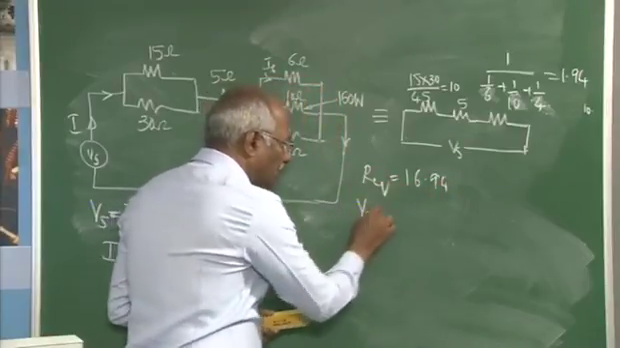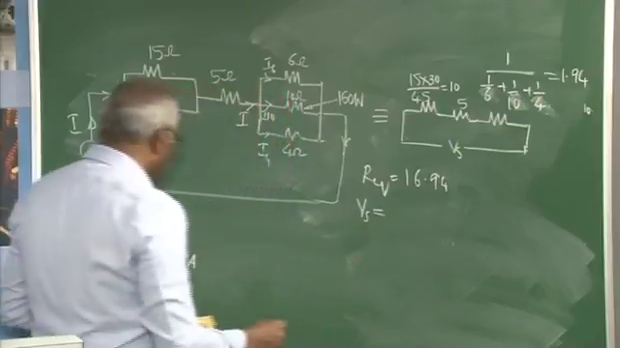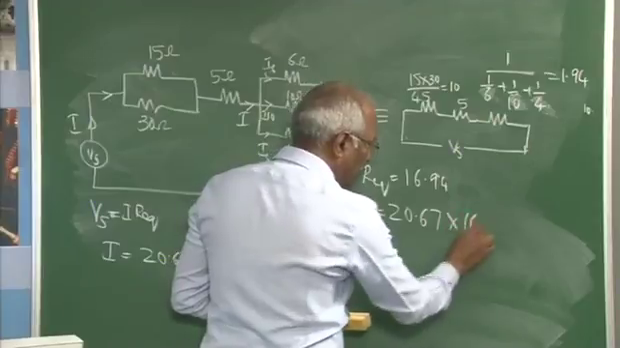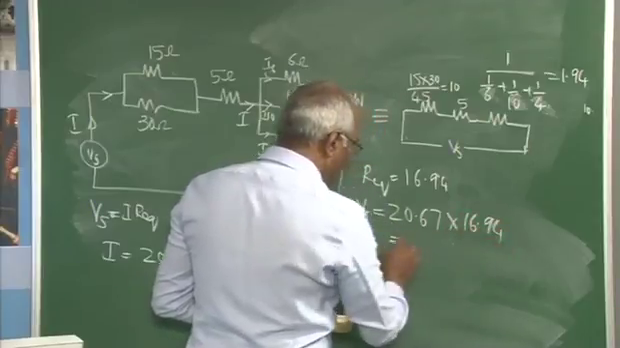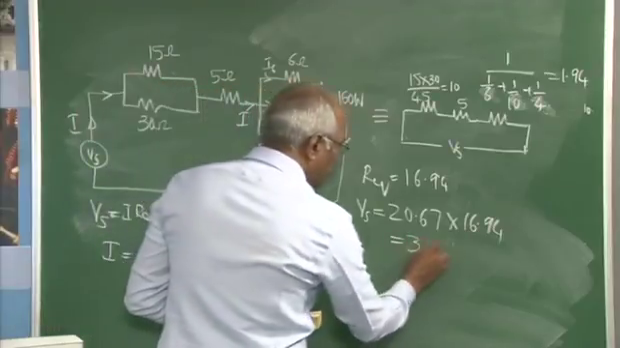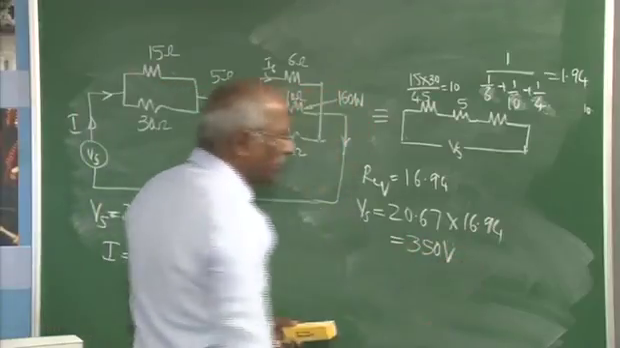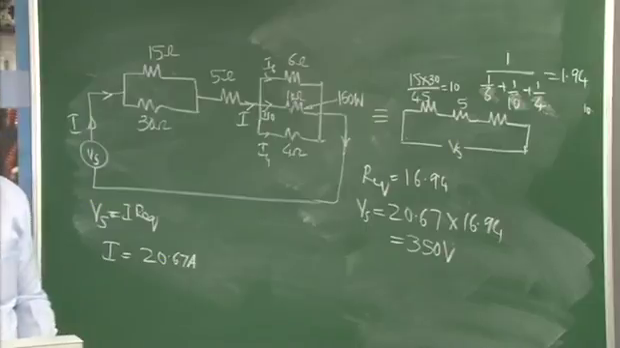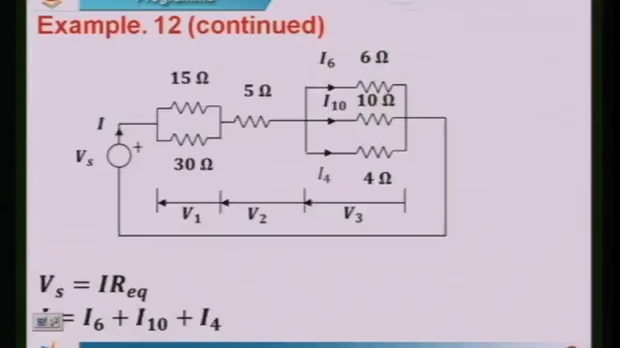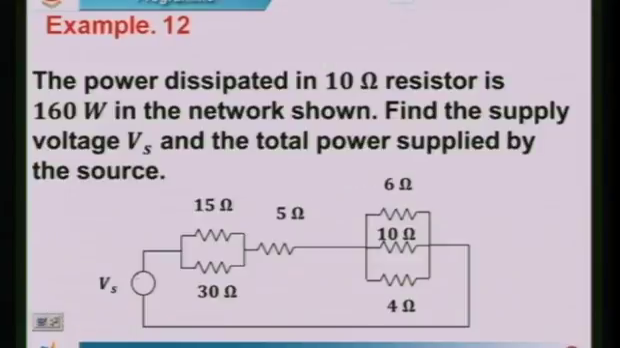Therefore, Vs will be equal to the current, that's nothing but 20.64 into 16.94 would give the value of the applied voltage. This will be approximately 350 volt. Once I know this, what else to be? Find the supply voltage and the total power supplied by the source. The total power supplied by the source will be equal to P.